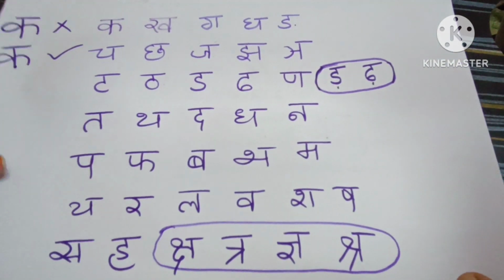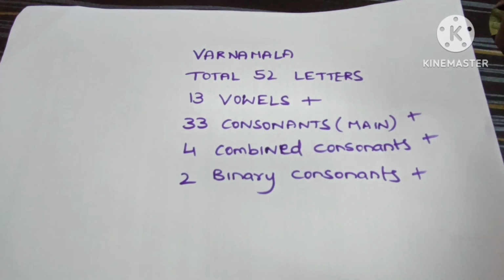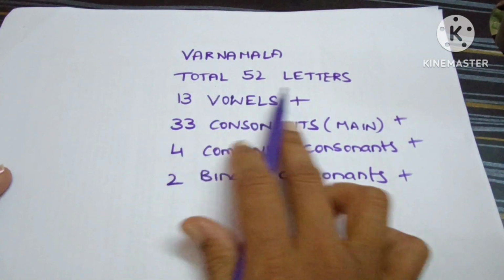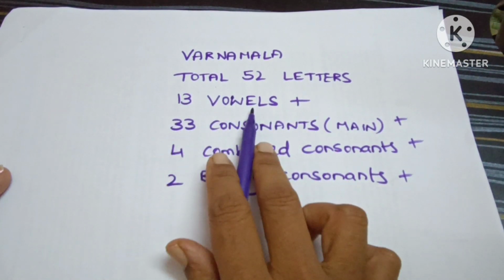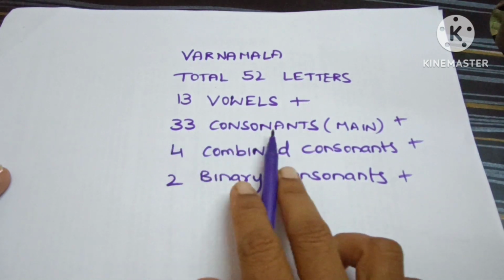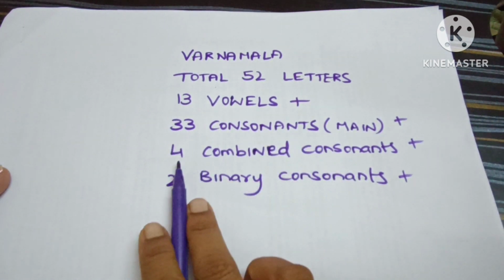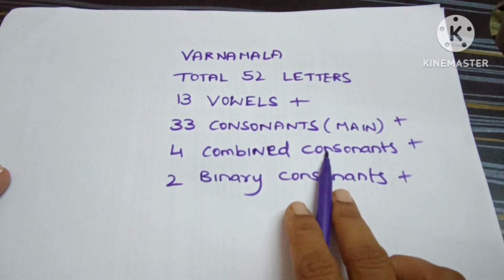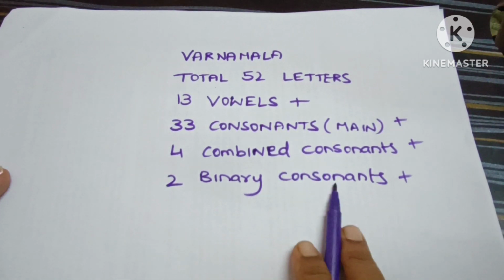So finally, I would like to conclude that in Varnamala we have 52 letters, out of which 13 are vowels plus 33 main consonants plus 4 combined consonants and 2 binary consonants.